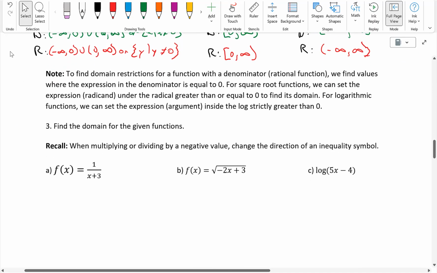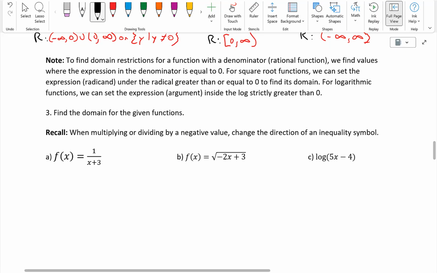So graphically, hopefully we can see domain and range. If not, we'll practice more together. But if we want to work with equations, we have some ways to find our domain restrictions. So our note here, to find domain restrictions for a function with a denominator, a rational function, we find values where the expression in the denominator is equal to 0. Right, you may have heard before, we can't divide by 0. For square root functions, we can set the expression, called the radicand, under the radical greater than or equal to 0 to find its domain.